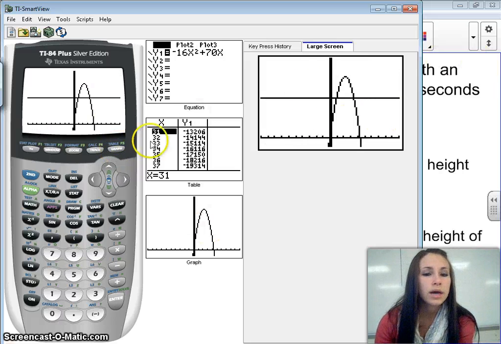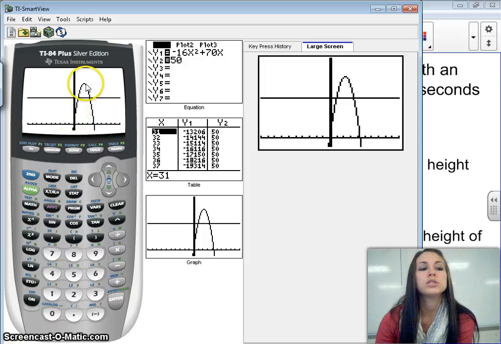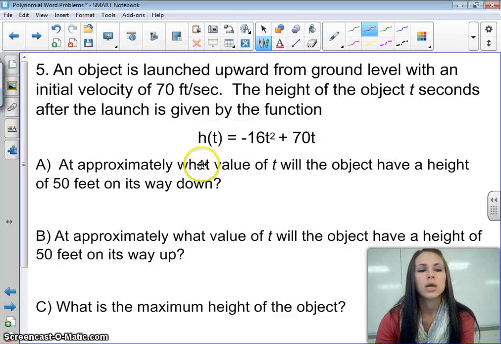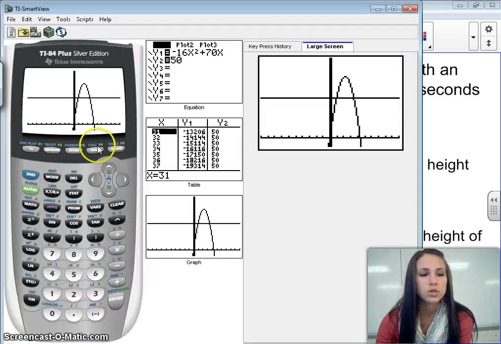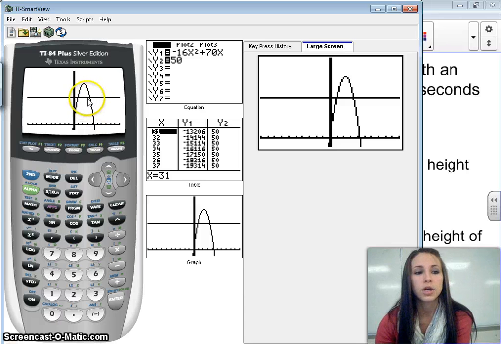Now, you can also see from this function that if this is launched from ground height starting here, it goes up and reaches its maximum height and then comes down. And you can see that it's going to hit 50 feet for its height on its way up and on its way down. For the first part, this is asking for on its way down. So I want to find where this straight line of 50 feet crosses this parabola on its way down at 50 feet. So I'm going to find an intersection.